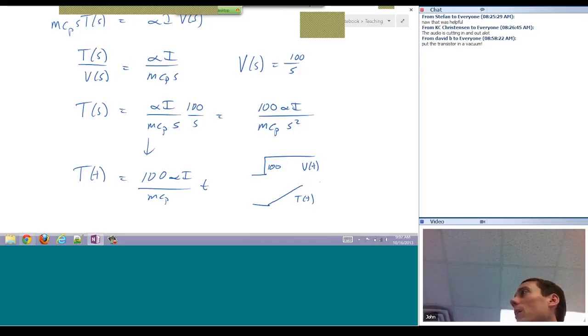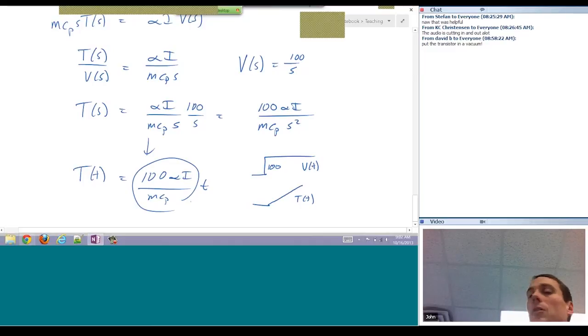And what is the slope of that ramp? Yeah, so it's all of that. That's your slope. Okay? So if you know the mass, you know the heat capacity, you know the current, you can get your alpha value from that ramp slope. So that'd be one way of doing it.